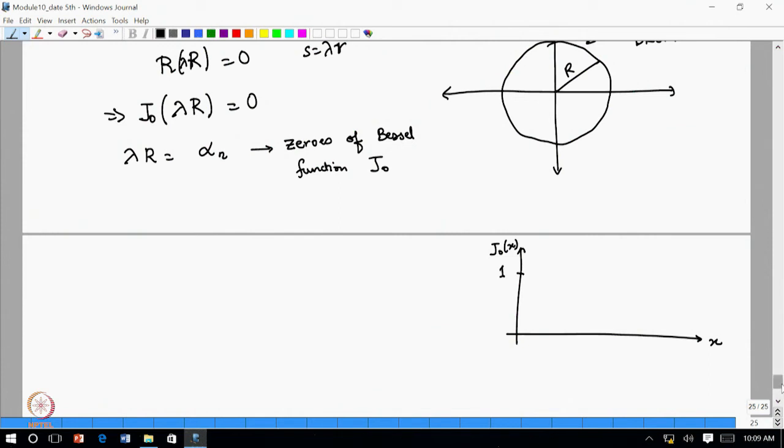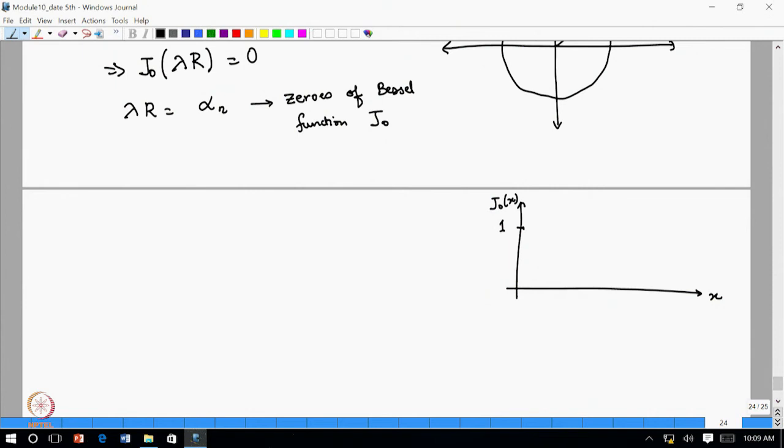Okay. And then it has a form that looks like this. Okay. So, this is what your J0 looks like as a function of x. This is fairly well known. I am not going to derive this. This value is about pi, somewhere here and so on. I am not worrying about the exact values, but this is called alpha 1, alpha 2, alpha 3, alpha 4, alpha 5 and so on. So, these are called the zeros of the Bessel function.